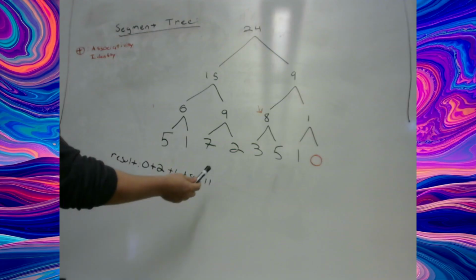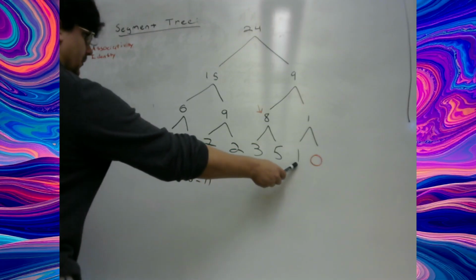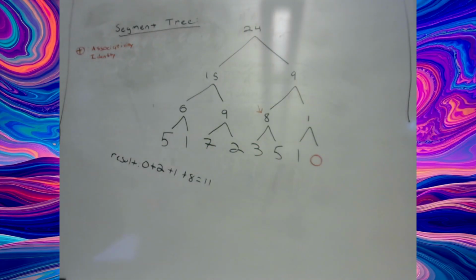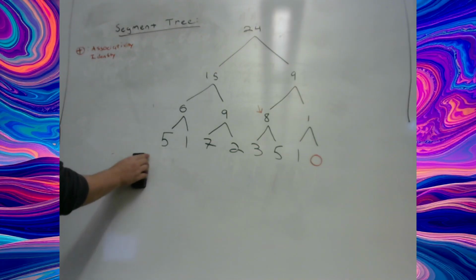And what was my original query? I changed it from here to here, right? 6, 9, 11. So this checks out. So that's how we query a segment tree. And now let's talk about updating.